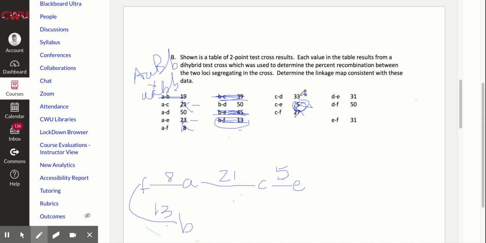So let's think about that. Here I've come upon C to D is 33 and D to E is 31. So D is closer to E than to C, right? That's what these two numbers tell me. I have a smaller number between D and E than between C and E. So I'm going to put D out here, 31 map units away.